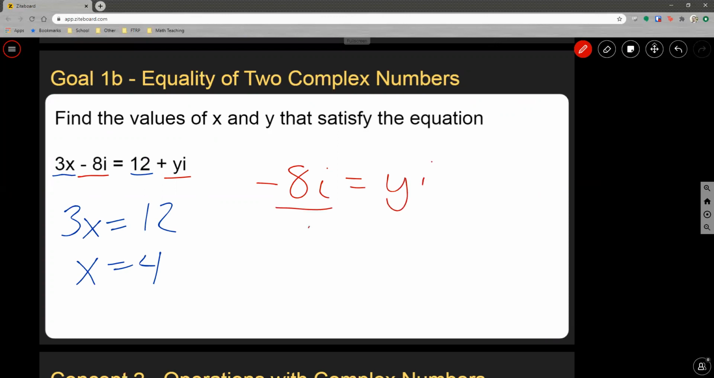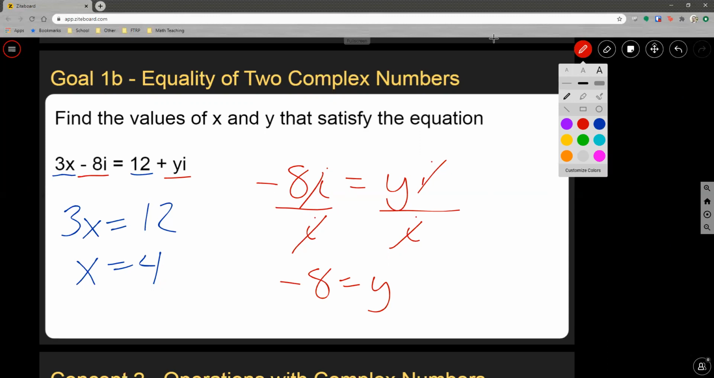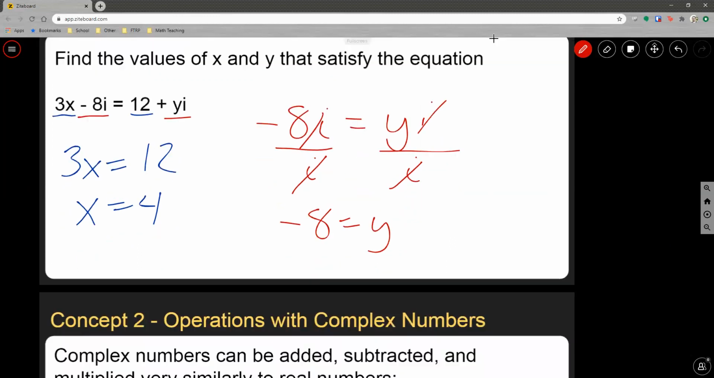Well, we can divide both sides by i. This is not very magical. And we have that negative 8 equals y. And we've solved it. Equality with complex numbers is pretty simple. At most, you're going to have to do a single-step equation with algebra. And in both cases, I just divided. On the left side, I divided by 3. I'm hoping that you understand what I did there. If not, please contact me.